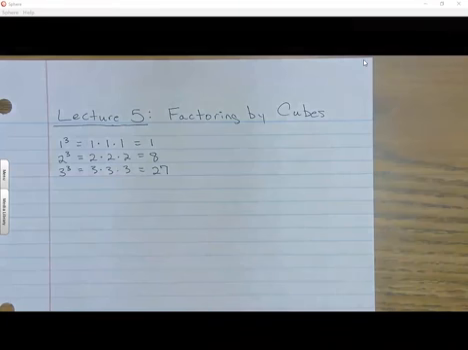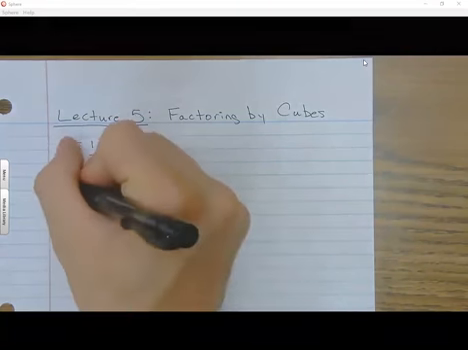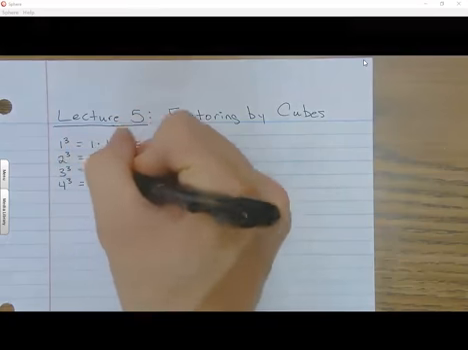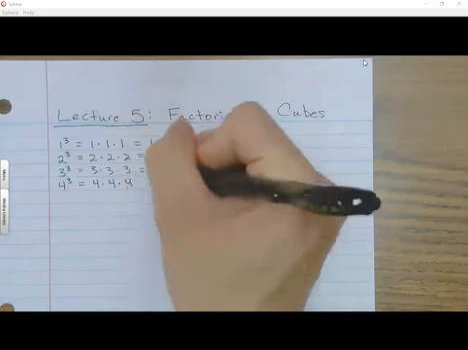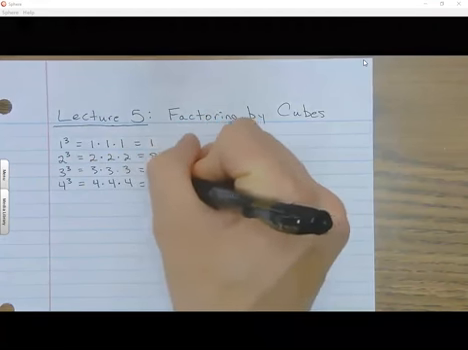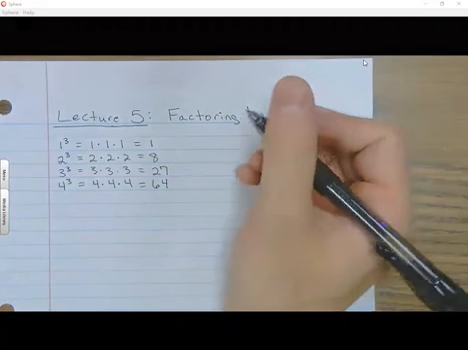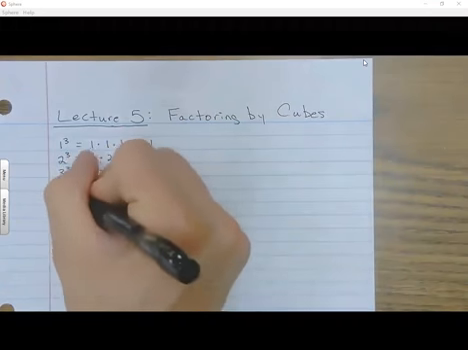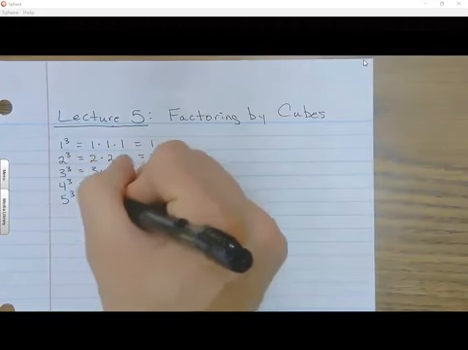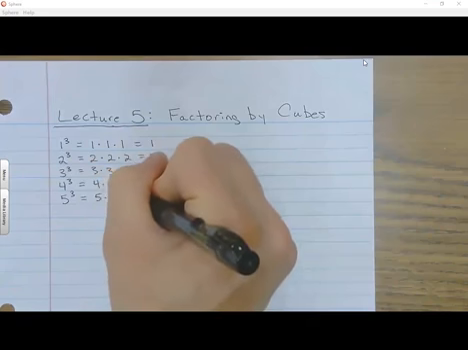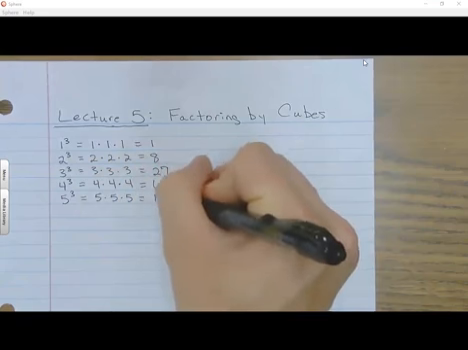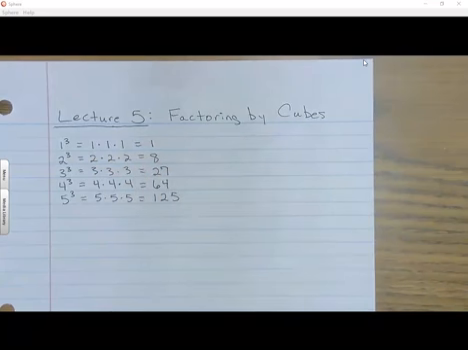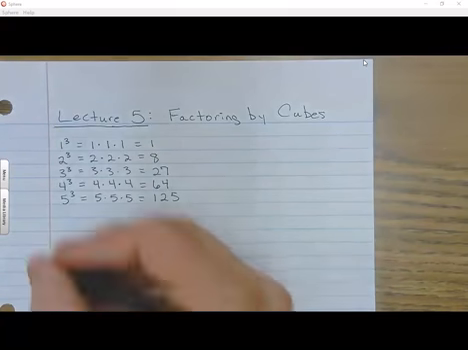Okay? 4 cubed, that is 64, I think. I hope so. 5 cubed, that is 5 times 5 times 5. And that's going to give me 125. All right, so these are the first 5 perfect cubes. Let's keep on going with the last 5.